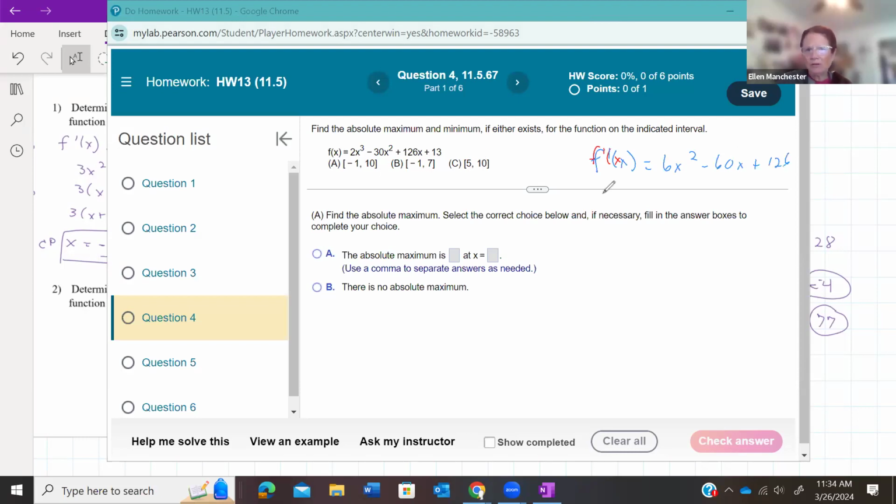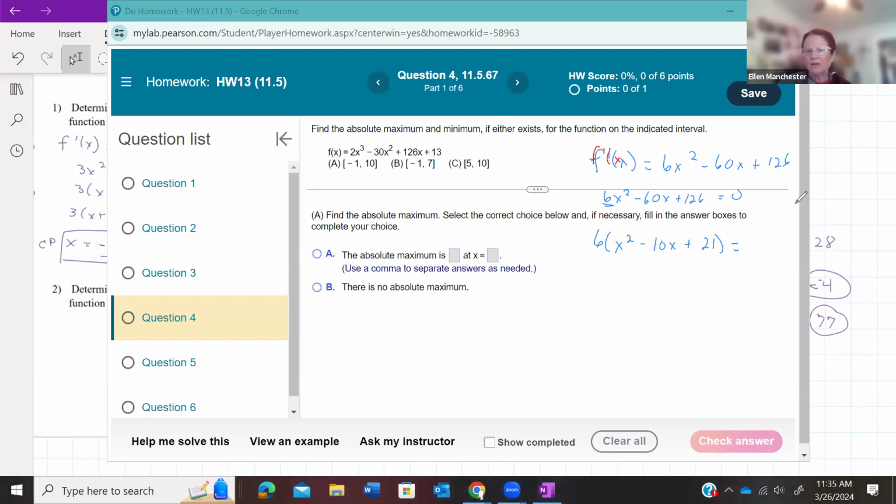I'm going to find my critical points. So I'm going to set this to 0. So let's see, 126 divided by 6 is 21. So I can factor a 6 out. And I always do that. I always check to see if I can factor this one off. And then it makes it much easier to factor.